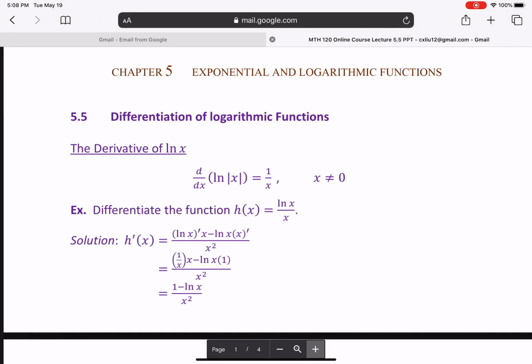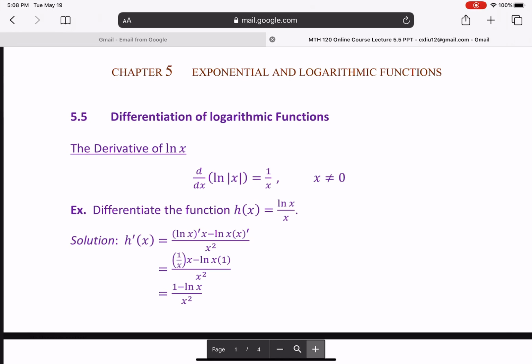Hello. Today we're going to discuss 5.5, differentiation of logarithmic functions. Just like exponential functions in 5.4, the natural base plays an important role here. The derivative of natural log of absolute x is 1 over x. So x can be both positive or negative, and in each case you just get 1 over x. Obviously x will not be equal to 0.